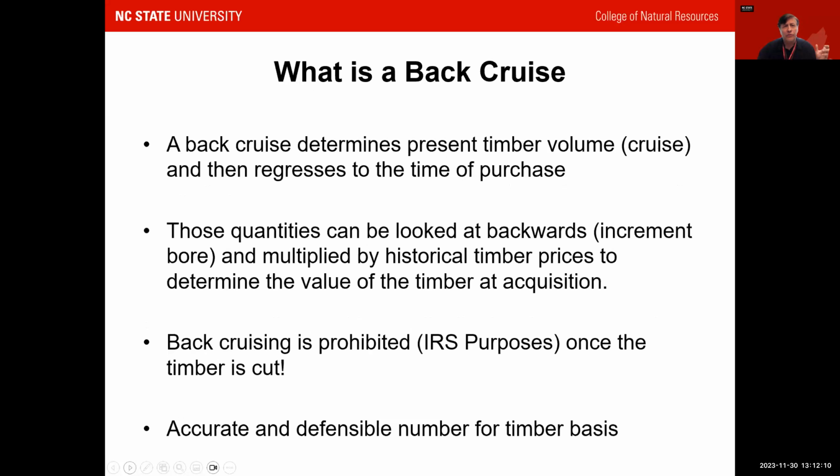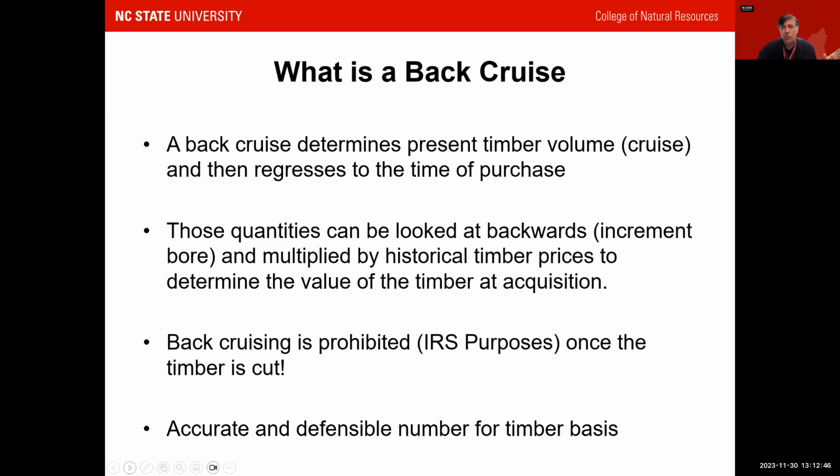So how do you get to a back cruise? That's a snapshot of what our timber's worth today, right now, as I'm getting ready to cut it next year. Well, what a back cruise does is it takes the data from a cruise, and then it regresses to the time of purchase. So that can be done, at least in part, through the use of an increment bore. You're able to look back and see how much growth you've accrued since your point of purchase. And that can become your point of basis. So that can save you money.